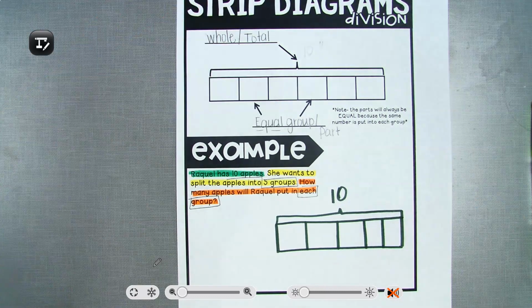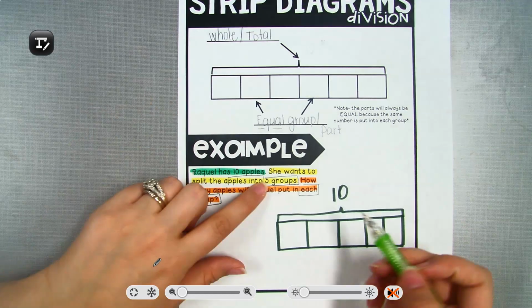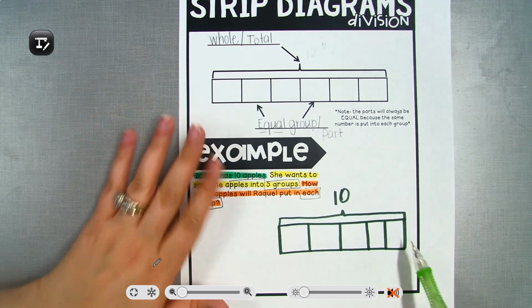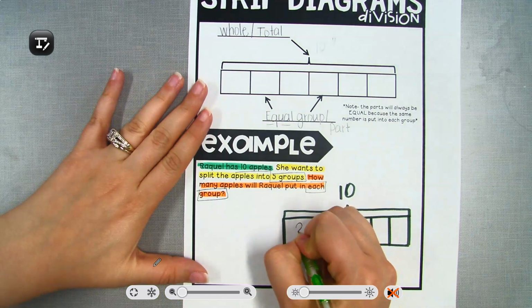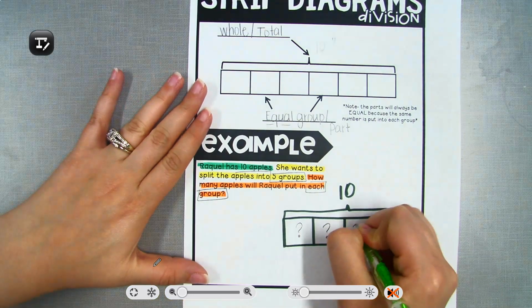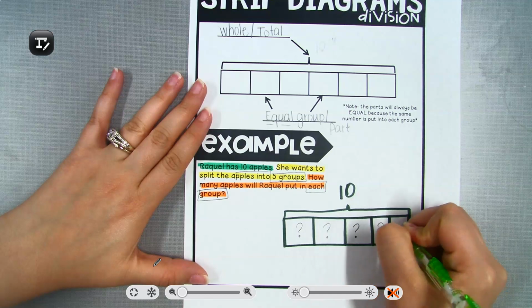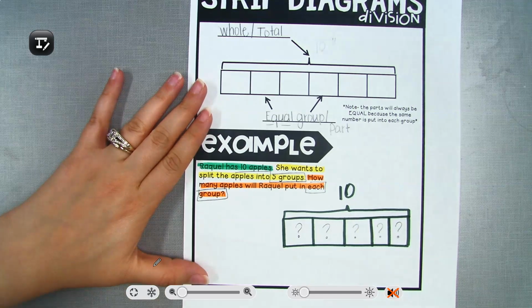And just do it as best you can. As you see, Miss Nieto did not make the groups the same size. It's okay. But all that matters is we put the same number in the groups. So I have my groups 1, 2, 3, 4, 5. I don't know what's going to go into the groups. Okay, so here's where my question marks are going. This is the mystery. What am I going to put into each group?